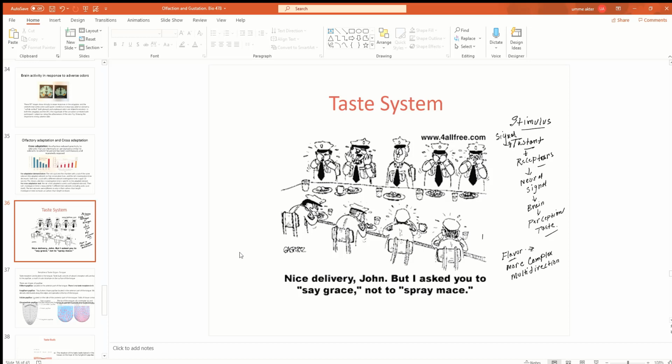Now, why do we need to taste? We need to eat the food, right? And the food we eat contains very important chemicals, nutrients, right? Proteins, carbohydrates, fats, those are essential for your survival. You have vitamins in the food, right? You have minerals. So all these are essential for your life, as well as water.